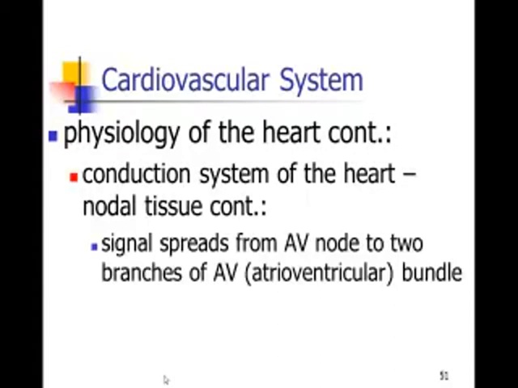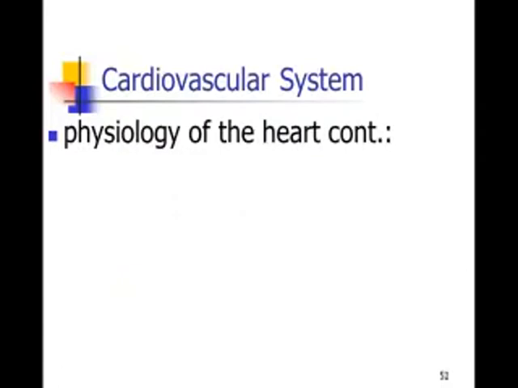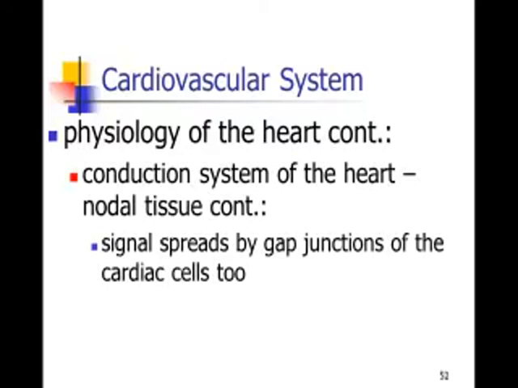Okay. The signal goes from the AV node down into two branches of the atrioventricular bundle, or AV bundle. And then sometimes this AV bundle is referred to as the bundle of His. It sends a signal into these fibers called Purkinje fibers, which are smaller in diameter but spread throughout the ventricular wall to help coordinate and synchronize the contraction of the ventricular cells. And again, those ventricular cells are going to contract after the atria have already contracted and are starting to relax.